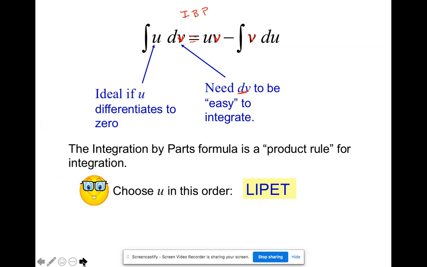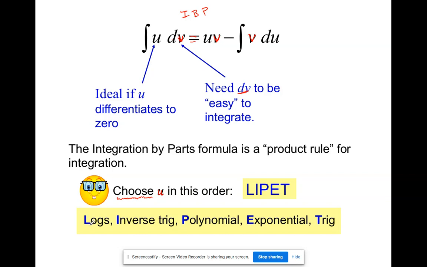Here is a rule of thumb. This is not a mandate. This is not 100%, but this memory device, LIPID, will help you in your choice of u, because students are often uncomfortable when they have to start a problem by making a choice because they're like, oh, what if I make the wrong choice? So here's what LIPID stands for.